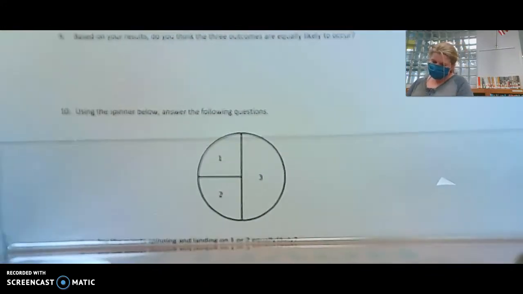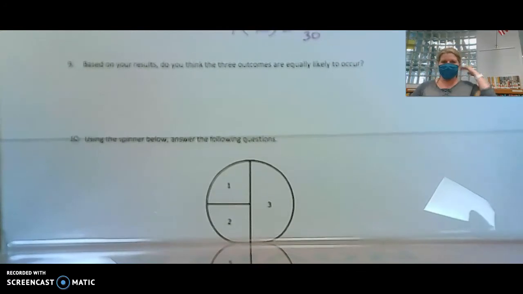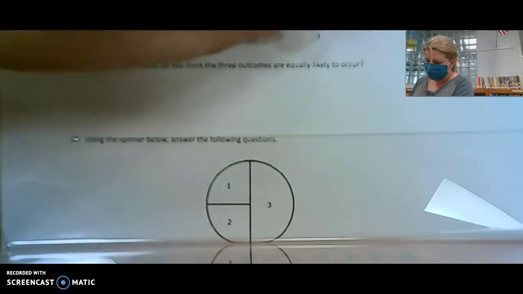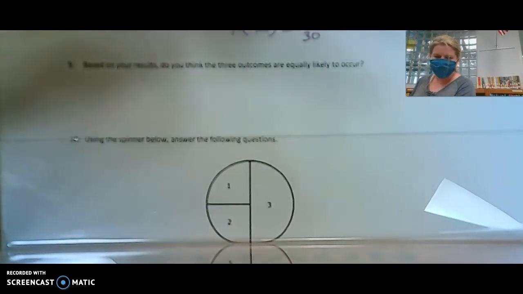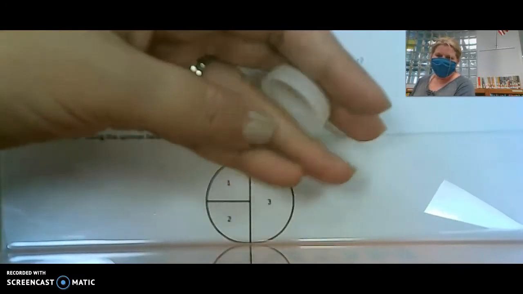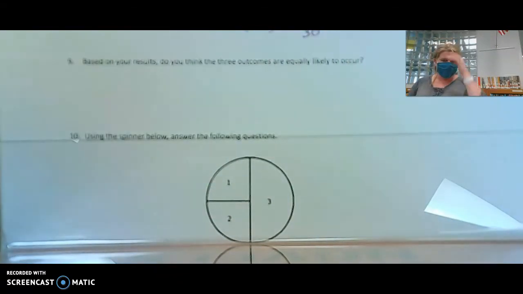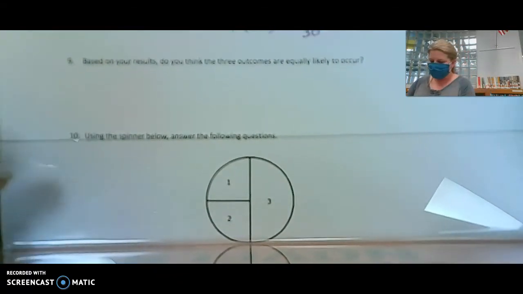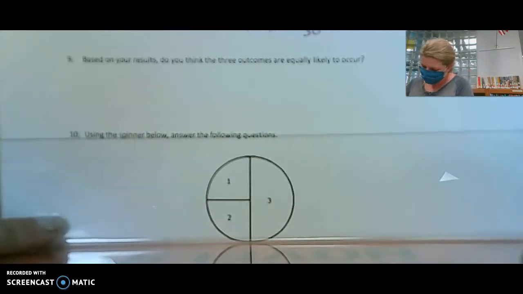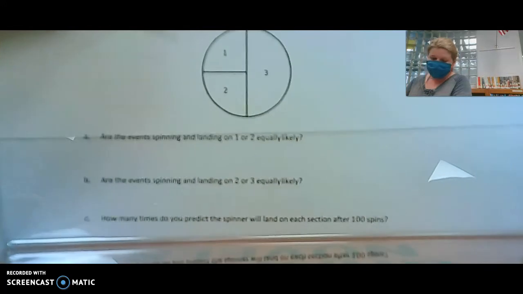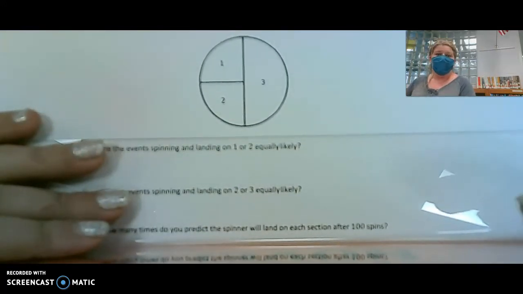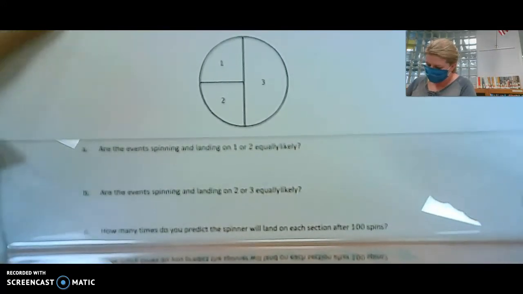Okay, based on our results, do you think the three outcomes are equally likely to occur? I do. There was not anything that would make it a better chance landing one way than the other in this situation. It happened to not be perfect, but if I had done this experiment 10 million times, it would be closer to perfect. And by perfect, I mean the experimental probability matching the theoretical probability.